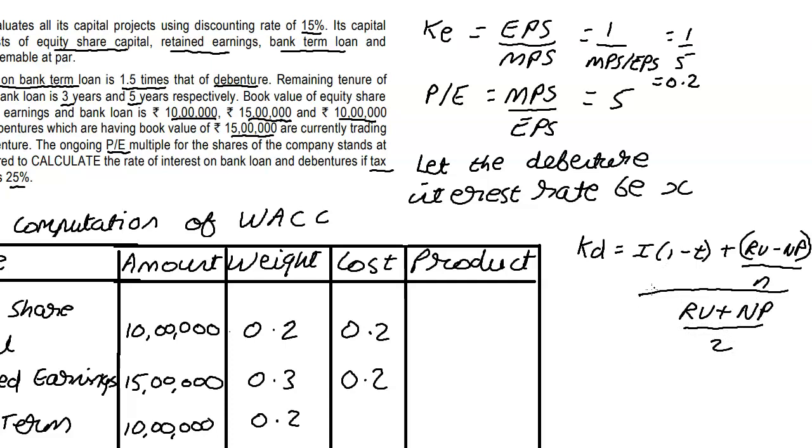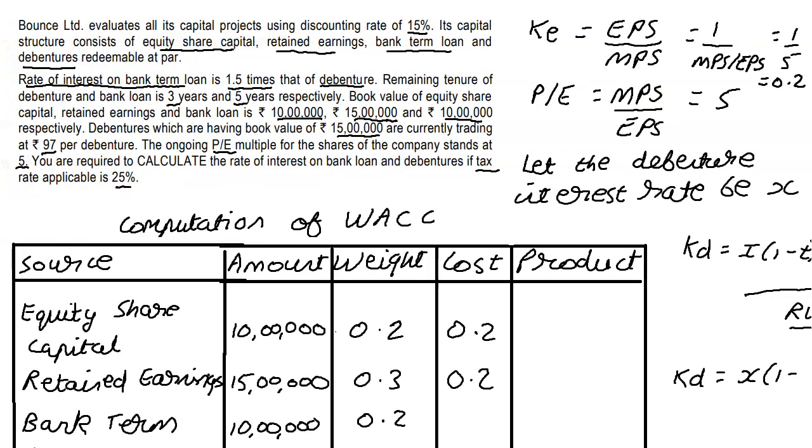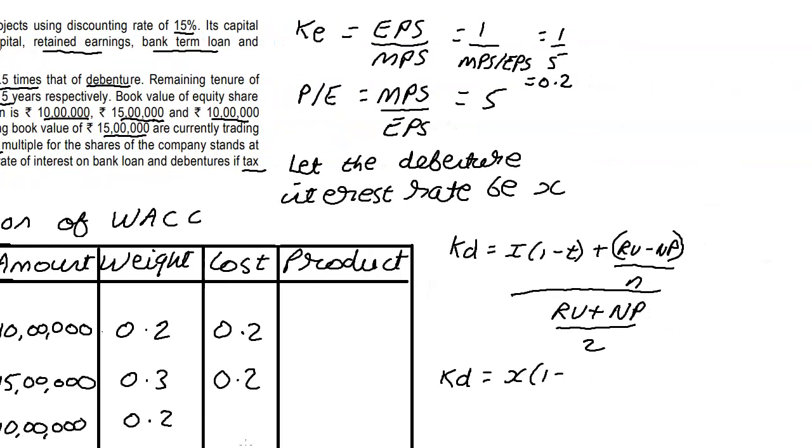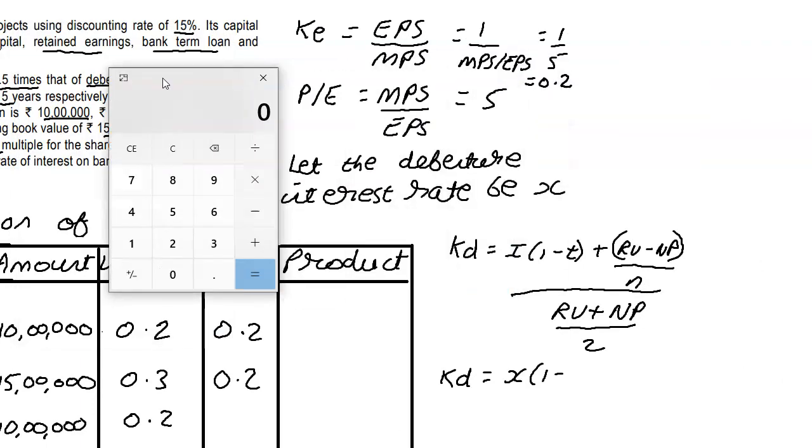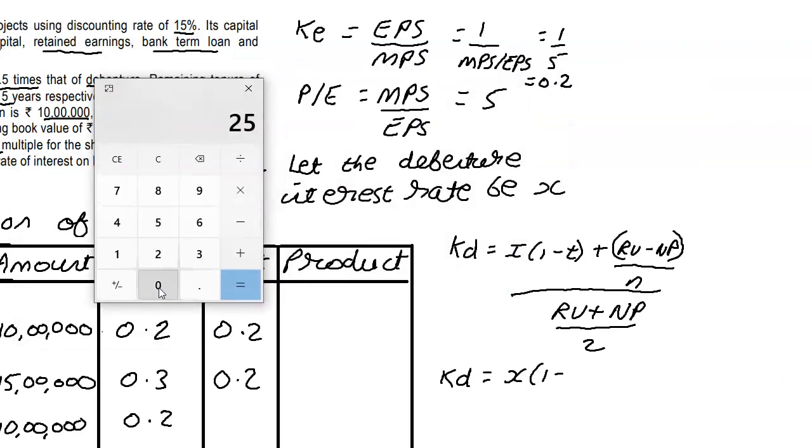Now, we do not know what the interest is. We have actually said that it's going to be X. So I'm going to substitute this further, saying KD is equal to X open bracket 1 minus the tax rate. And we have decided that the tax rate applicable is 25% in decimal terms. And when I say decimal terms, I mean we can take 25%, which means 25 upon 100, and we end up with 0.25.